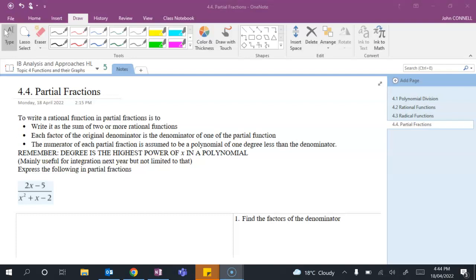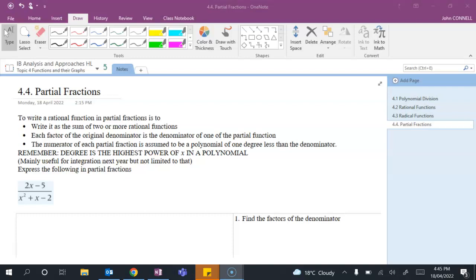Hi everybody, today we're looking at partial fractions. The idea with a partial fraction is to write it as a sum of two or more rational functions where the denominator of each of those rational functions is a factor of the original denominator, and where the numerator is a polynomial whose degree is less than the degree of the denominator. It could be at least a degree of 1 less, or it could be more than 1.